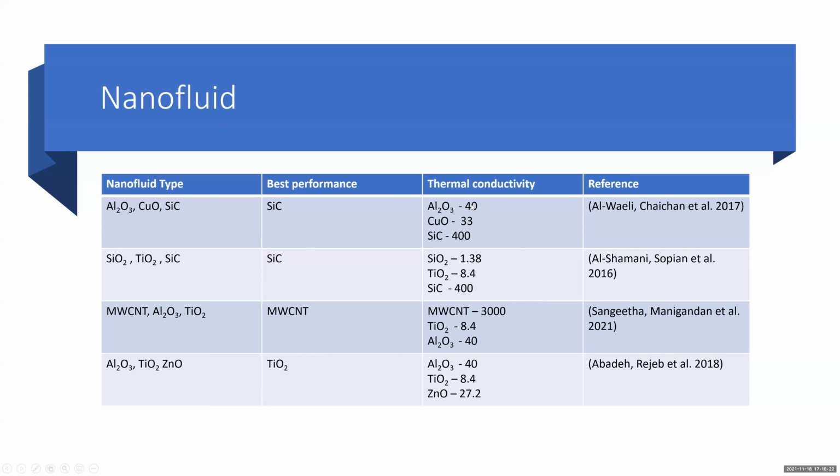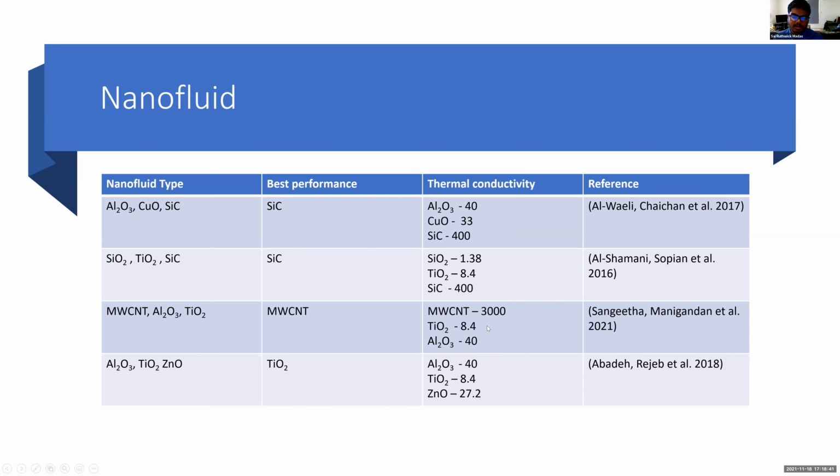And from the study, it is found that the particles with high thermal conductivity had the best performance within the tested range. So here, Alwali and Al Sharma, Sangeeta tested 3 different types of particles, each in their study, and they found that the particles with high thermal conductivity had the best performance.